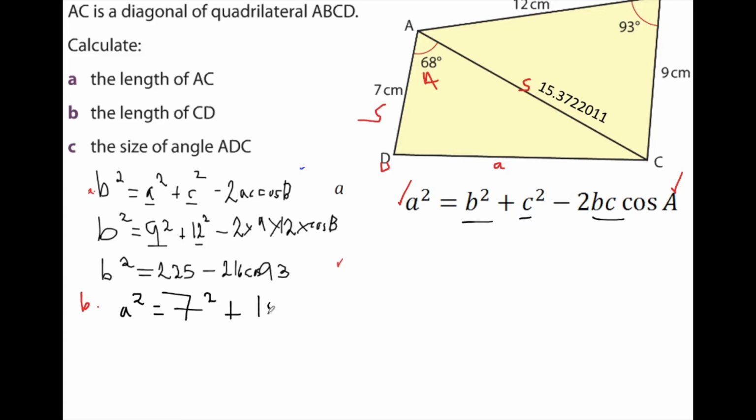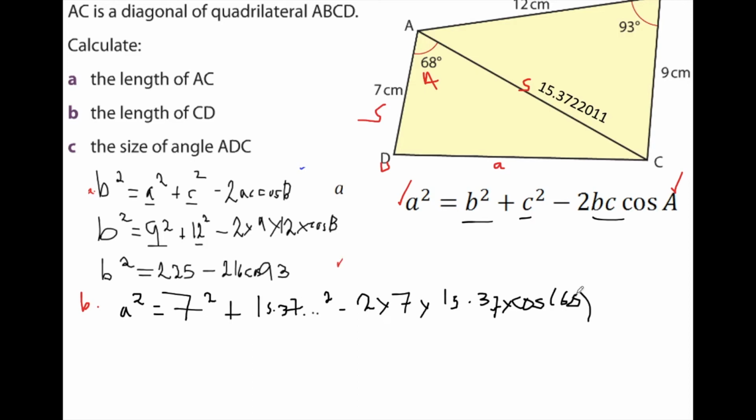So we're going to have the following: 15.37, and I'm going to put a few dots here to represent the fact that we're going to square the whole number. The more decimal places you're squaring, the more accurate your answer will be. Minus 2 times 7 times this number we haven't yet rounded, and then times cos of the angle, times cos of 68.